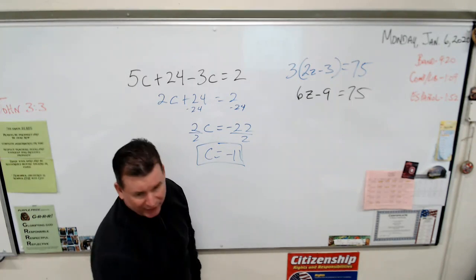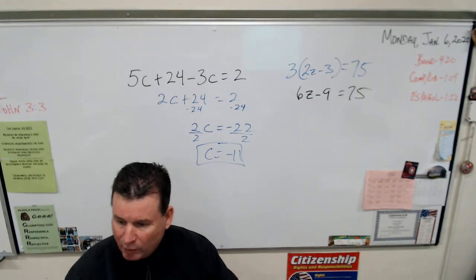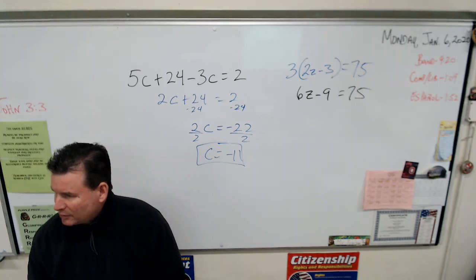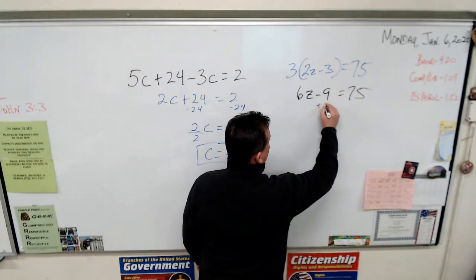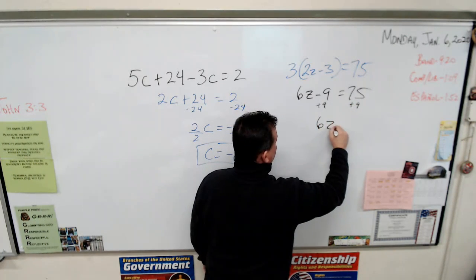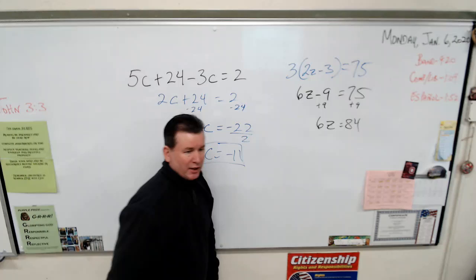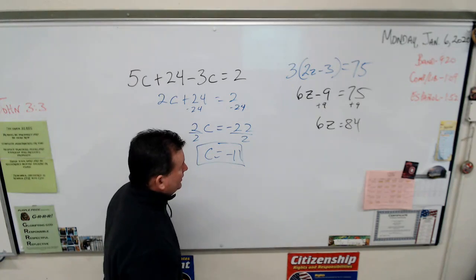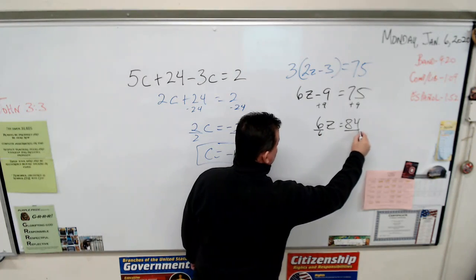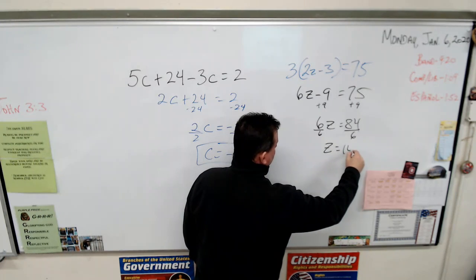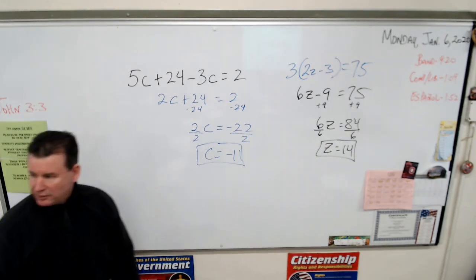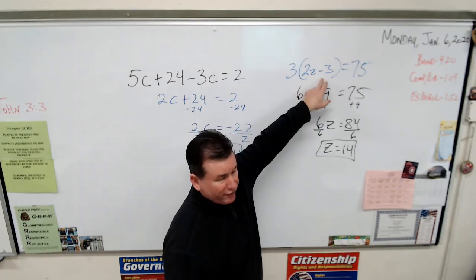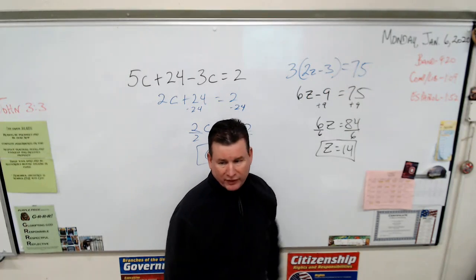How do I get rid of the negative 9? It's the same thing over and over. What's the opposite of subtraction? So I'm going to add 9. If I add 9 to both sides, 6z equals 84. How do I get rid of the 6? Do it again. Two steps. Undo what they did by dividing both sides by 6. Done. You checked 14 up here. 28 minus 3 is 25. What's 3 times 25? Boom, 75.